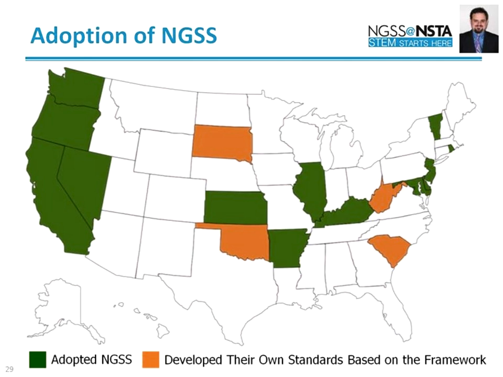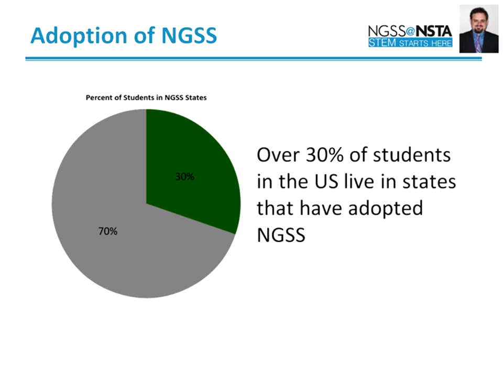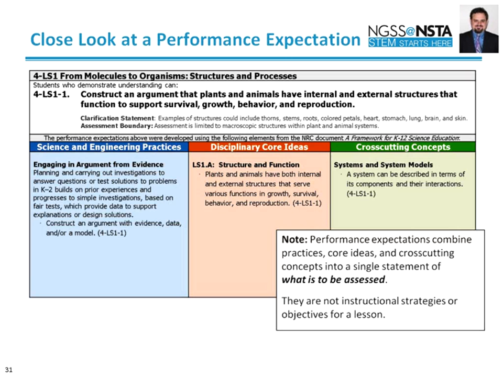At this point in time, the standards have been adopted by 13 states and the District of Columbia. In addition, there are a number of states that have developed their own standards but use the framework as a guideline. But at this stage, we have 30%, 3 in 10 students in the United States live in a state that's adopted the standards. So let's take a quick look here at one of the performance expectations in the standards.